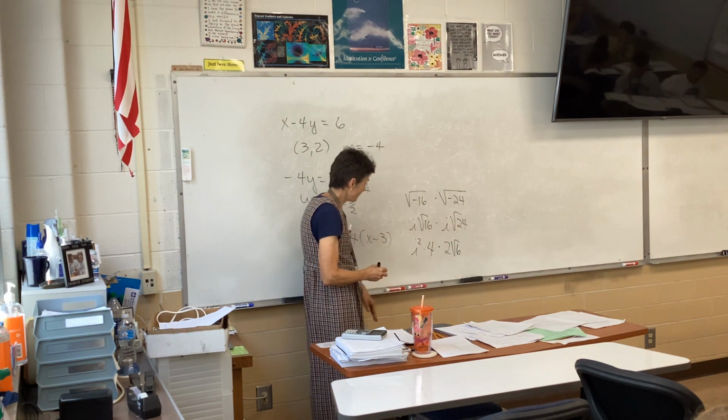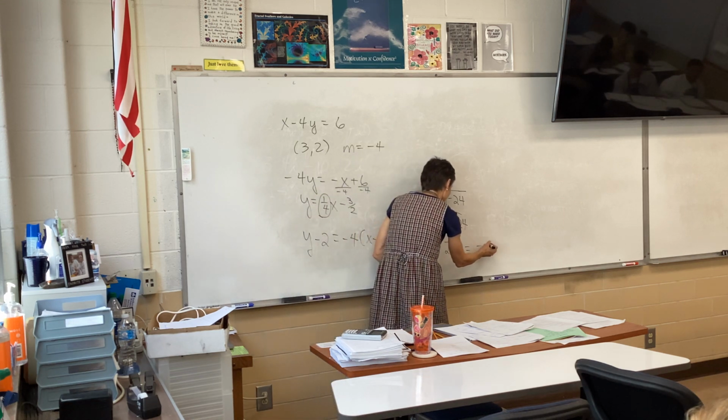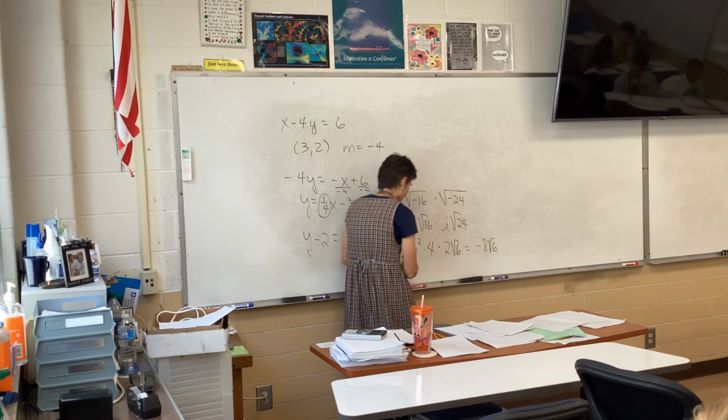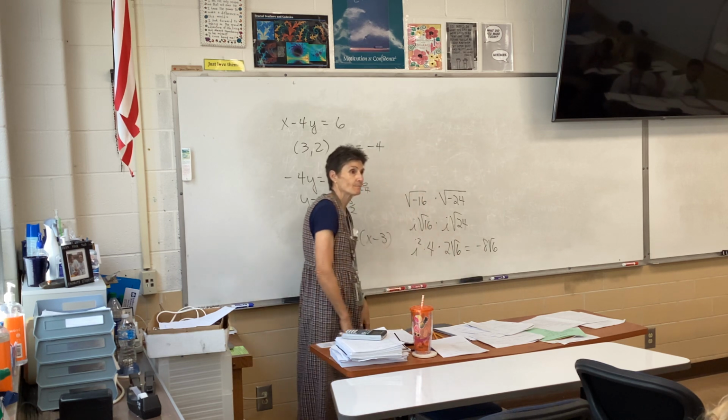What's i squared? Negative 1. So it looks like I have negative 8 root 6. Negative 1 times 4 times 2, and then root 6.